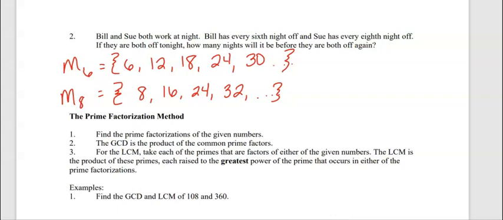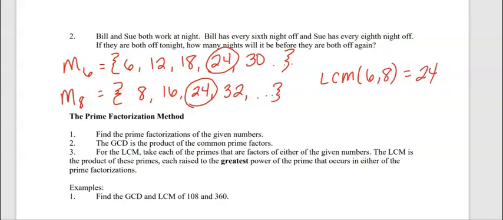But when I look for the next night they're both off again, that is going to be the least common multiple. So when I compare these two sets, the smallest multiple that these two sets have in common is 24. So the least common multiple of 6 and 8 is equal to 24. So they are both off again on the 24th night. And again, I used that set intersection method to calculate that least common multiple.